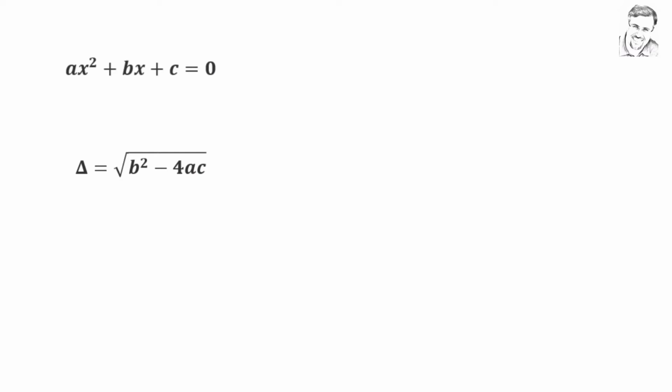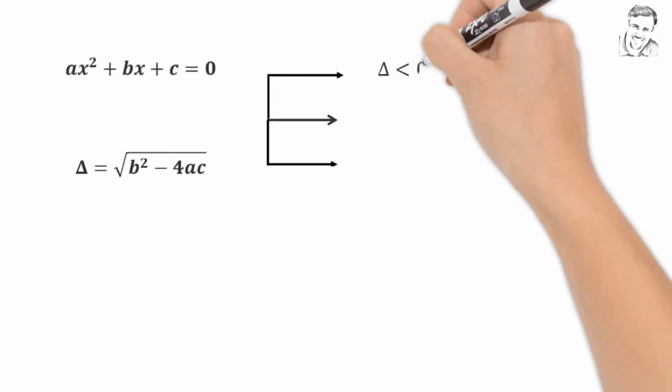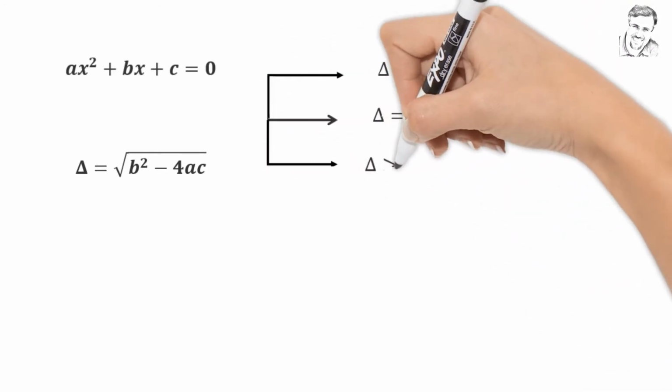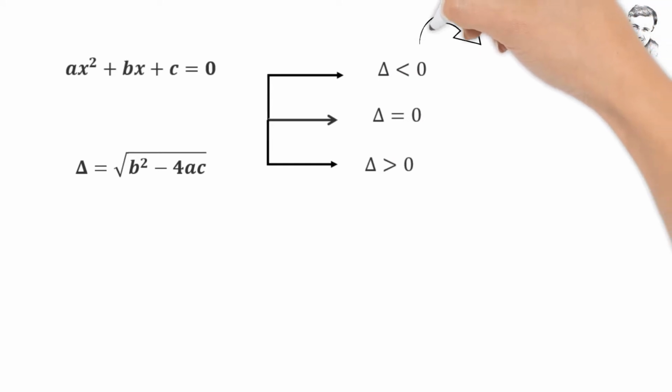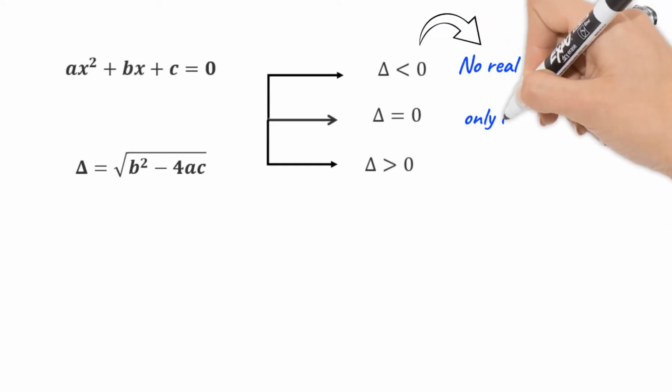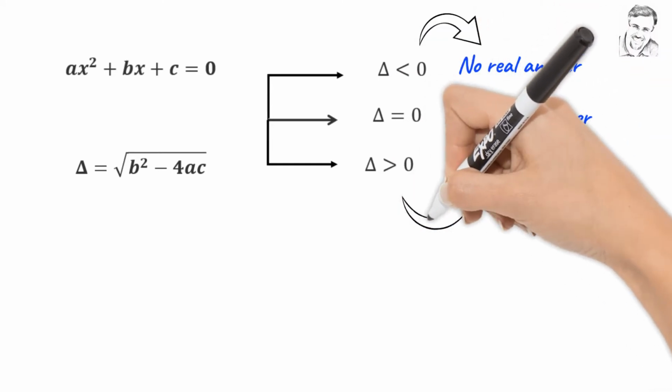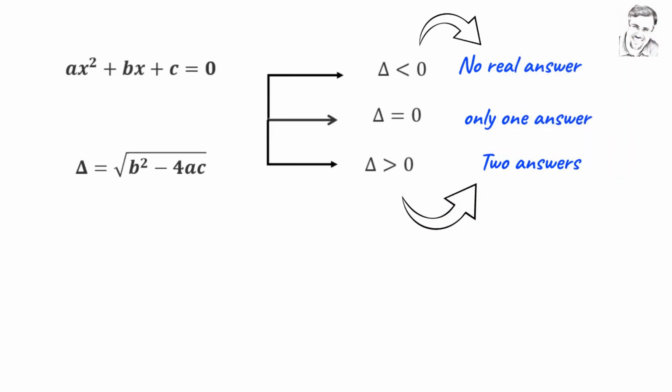Delta is called the discriminant. When you try to solve the equation, 3 cases may happen. For a negative delta, there is no answer for x. And if delta is 0, there is only one answer. And for a positive delta, we will have 2 answers for x.